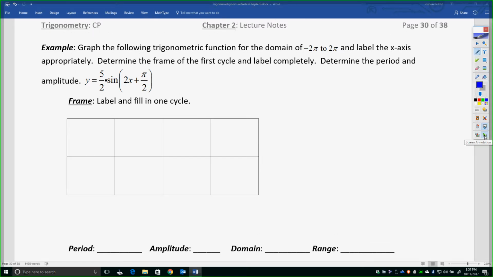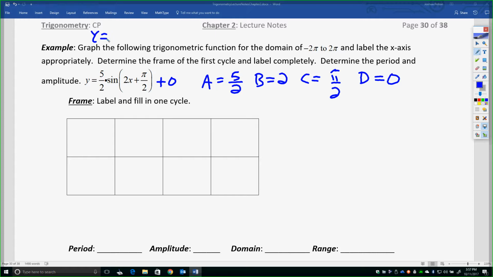Okay, so prior to the graph, we're going to do the frame. So let's fill out the function completely. So if we add a 0 onto the end, it'll give us our d value. So a is 5/2, b is 2, c is pi over 2, and d is 0. However, this is incorrect, because remember the original formula is y equals a times sine of b, x minus c plus d. This is a minus c. So therefore, since this is a plus, it had to have been minus a negative to get that pi over 2. So this has to be a negative pi over 2.